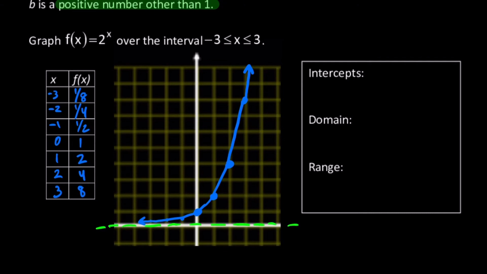All right, so what are our intercepts? Well, the intercept is right here. It looks like there's only one, (0, 1), so y-intercept. The domain would be x is an element of all the reals, because like we said, it really continues that way forever and continues that way forever. The range, since we said this is an asymptote, the range is going to be y is greater than 0.